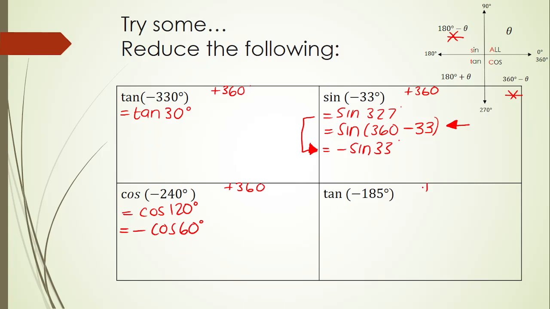Great, let's look here. So let's add 360. So this becomes tan of negative 185 plus 360. That leaves me with 175. And 175 is again in sine's quadrant, so you can ask yourself, it's going to be negative. And 180 minus what? Well, 5. There we go. Hopefully you got all of those correct.